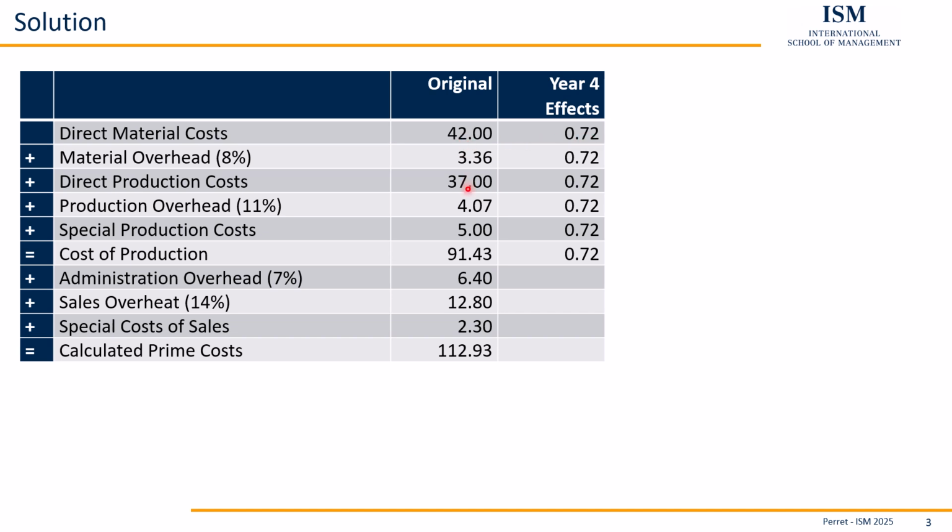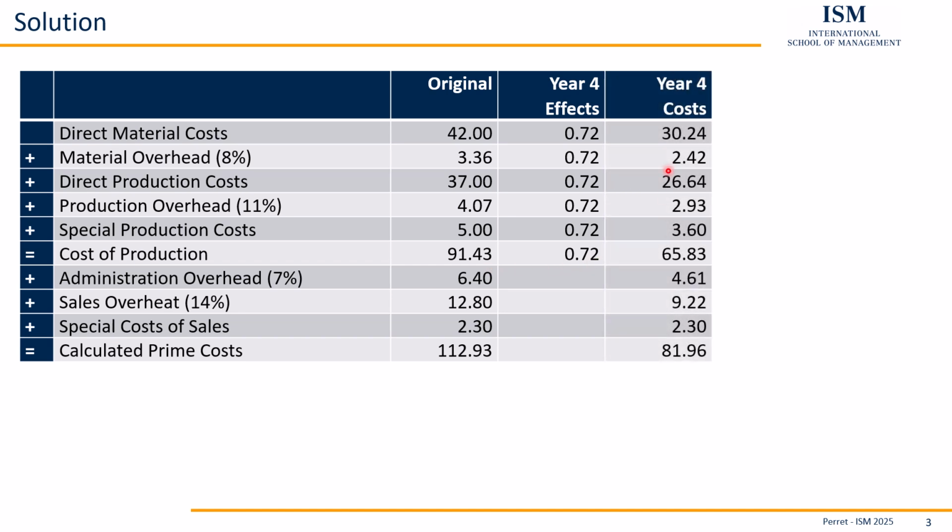So we're going to simply multiply all production related costs with this factor 0.72, giving us this new cost calculation for the total cost of production in year 4. As I said, administration and sales overheads are just percentages of the costs of production. So here I just calculate 7% of this, 14% of this. It is again this value times 0.72 because they are percentage values.